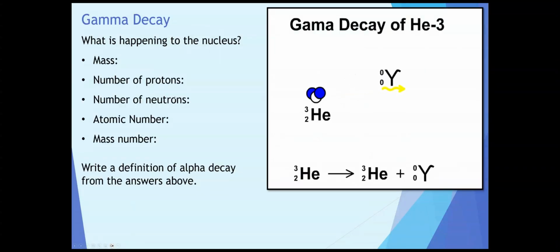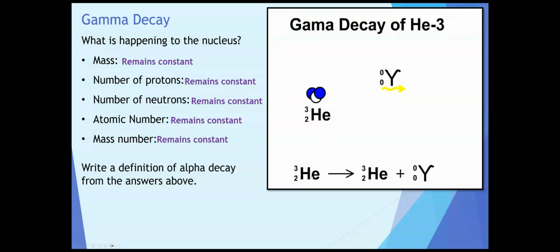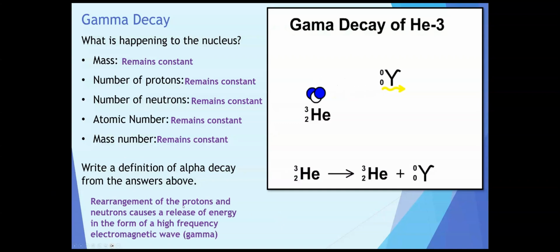Now, gamma's easy. Everything stays the same because gamma has no mass. The nucleus of the unstable atom isn't losing anything. So everything remains constant, and the numbers stay the same throughout. So you're unlikely to get a question like this in your exam. But if that's 0 and 0, it must be gamma. And the numbers just stay the same either side, because 3 plus 0 gives us 3, and 2 plus 0 gives us 2. And we can use that as the definition if we want: rearrangement of protons and neutrons causing a release of energy in the form of a high frequency electromagnetic wave.